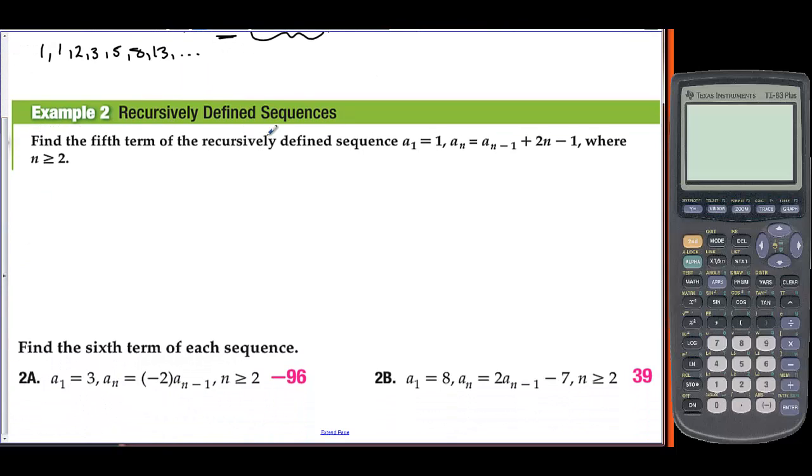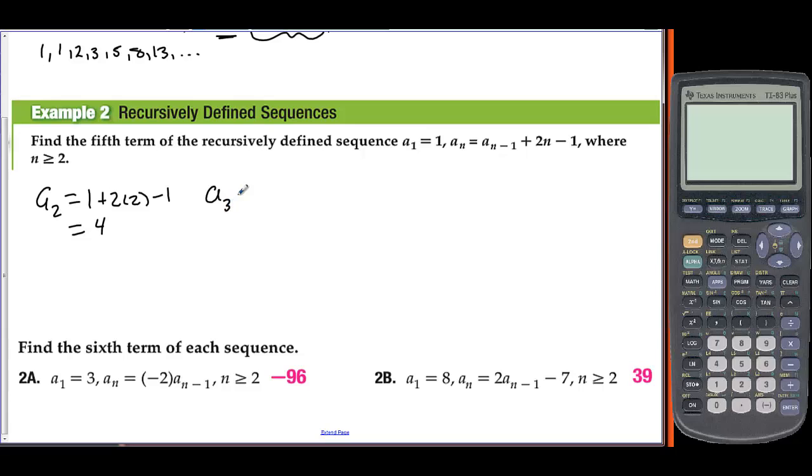Find the fifth term of the recursively defined sequence where a sub 1 is 1 and a sub n is, take the 1 before it, add 2 times the term you're on, and then minus 1. A sub 2 is equal to the 1 before it, which is 1, plus 2 times 2, and then minus 1. So we have 1 plus 4 is 5, minus 1 is 4.